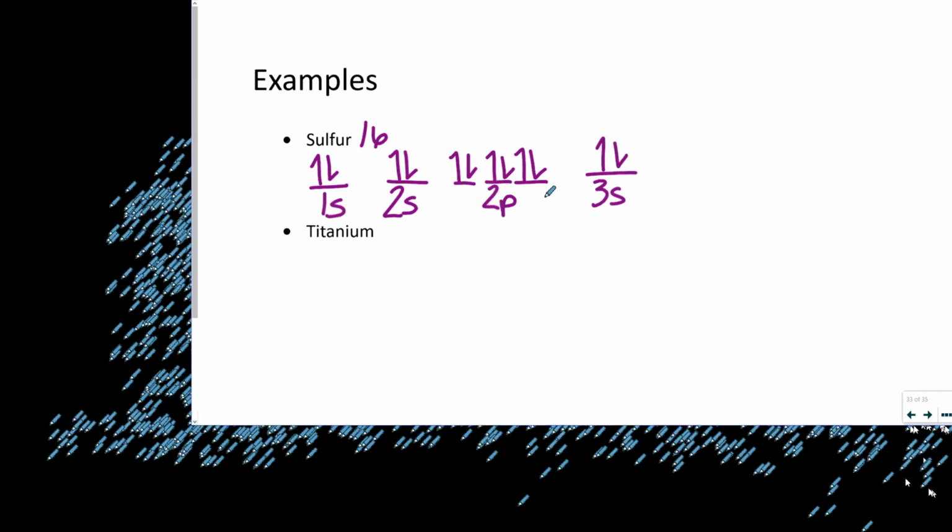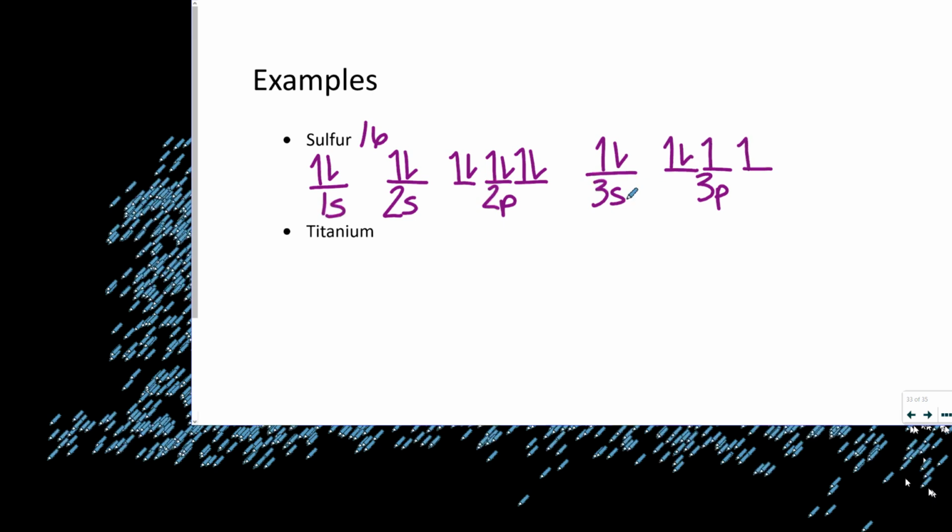So now I have 4 electrons left. Now I come to 3p. And p we said has 3 orbitals. And we only have 4 electrons. Remember, we have to put 1 in each before going back and pairing.